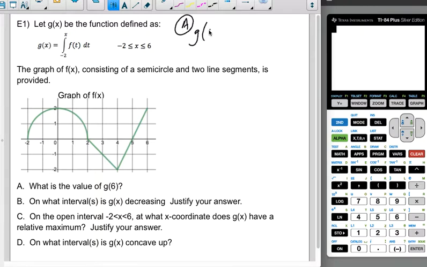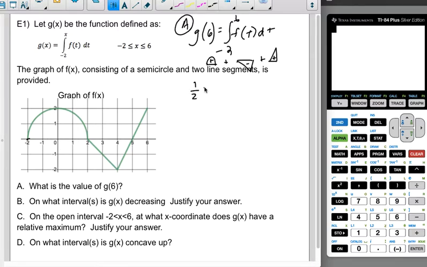So g of 6 should be the integral from -2 to 6 of f of t dt, which means the area from here to here of this graph. Essentially I'm looking at a semicircle plus this triangle plus this other triangle. This one is above the axis, so it'll be positive, this is below the axis, so it'll be negative, and this is above the axis, so it'll be positive. So let's go ahead and find those areas.